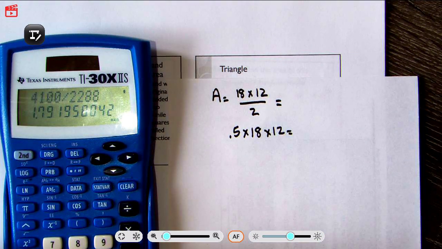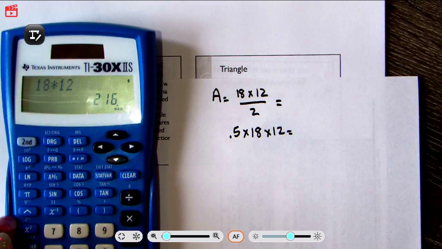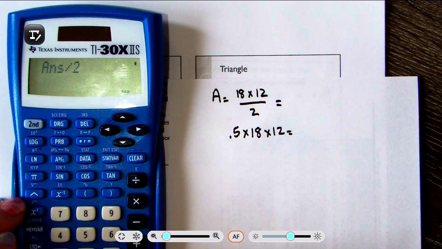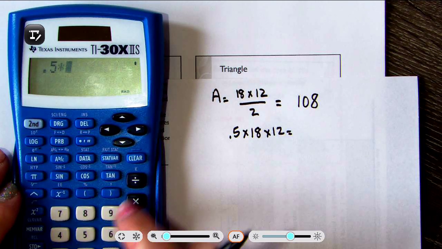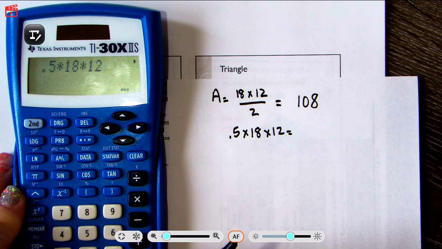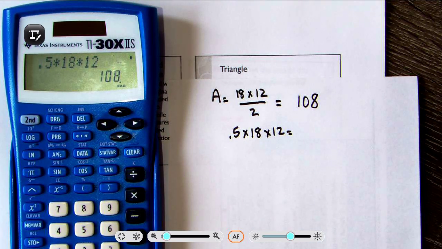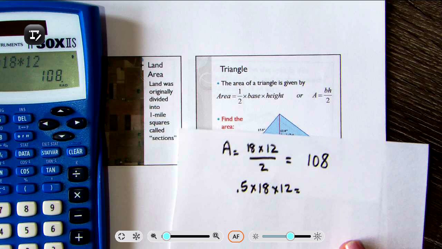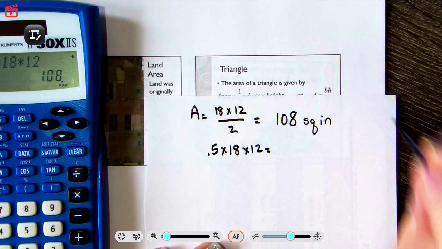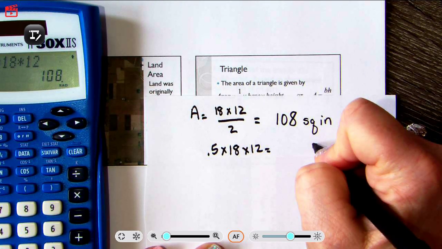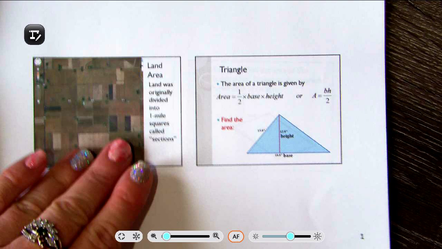So I'm going to take this first one, 18 times 12, divided by 2, and I get 108. Here I do the 0.5 times 18 times 12, and I get 108. So they do show you the same thing. Now these were measured in inches, so this would be square inches, or you could write out the words, inches squared.